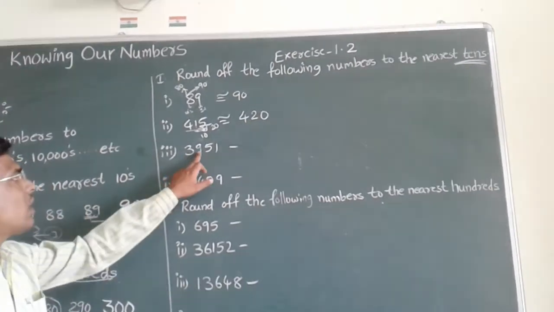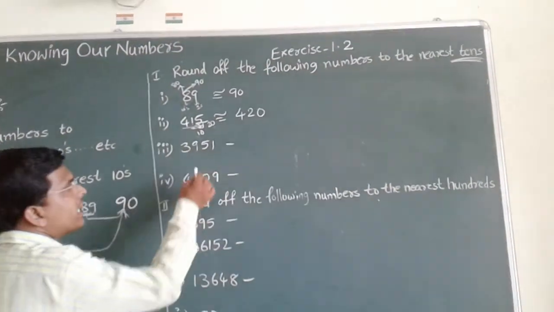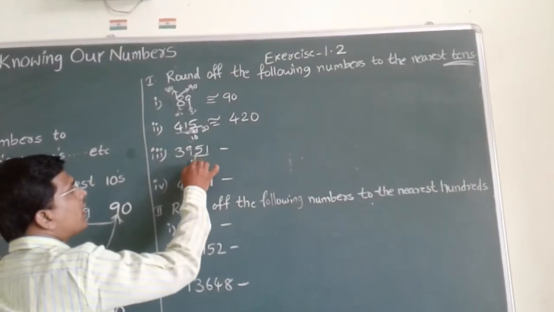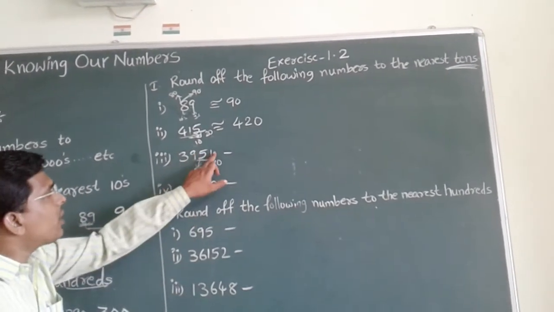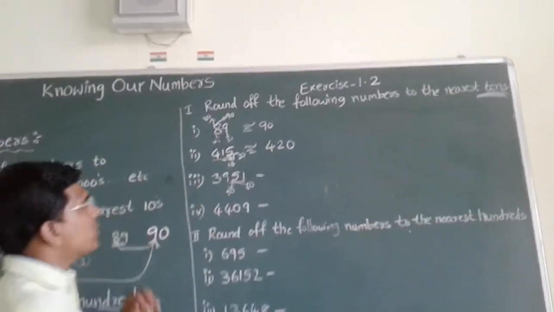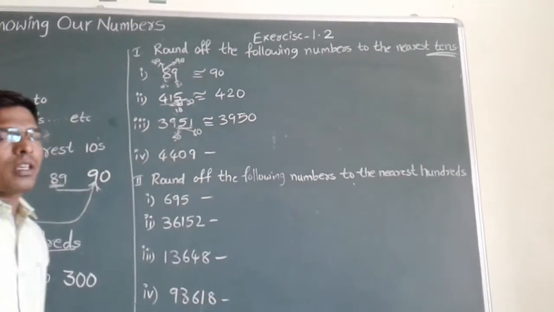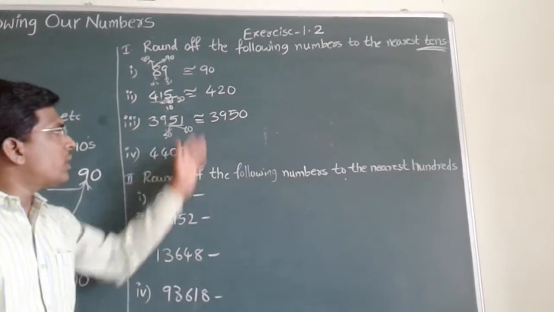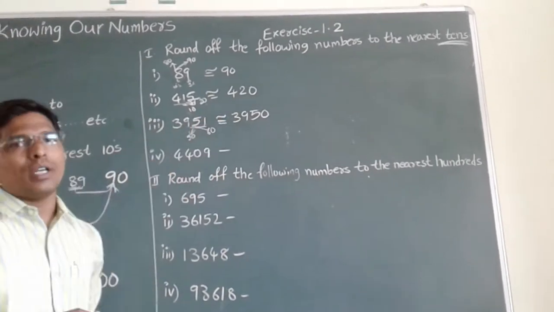Okay. Next, 3951. Whatever the big number may be, we just have to take care of the tens position only. So here we have 51. We can round off to 50 or 60. Is 51 nearer to 50 or 60? Yes, it's very near to 50. So we round it off to 3950. Why? Because in the question itself it is mentioned to round off the numbers to the nearest tens. So only the tens position we are rounding off.